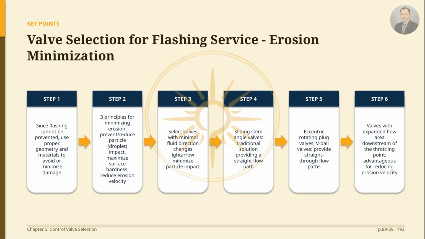Selecting a valve with as few fluid directional changes as possible minimizes the number of particle impacts. Sliding stem angle valves are a traditional solution that provides such a straight-through flow path, and some rotary valves, such as eccentric rotary plug and V-ball valves, also offer straight-through flow paths. Additionally, valves with expanded flow areas downstream of the throttling point are beneficial because they reduce the erosive velocity.